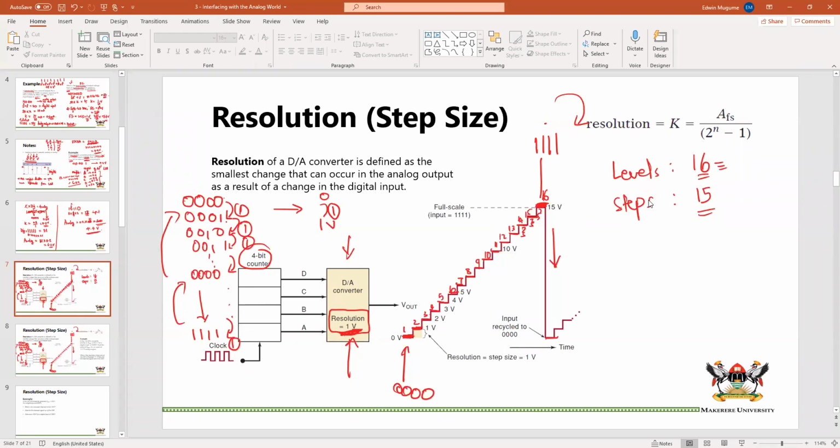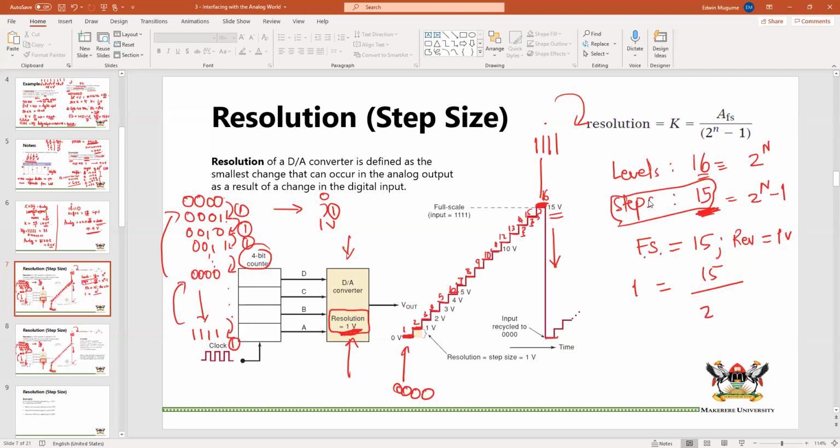Now the levels are equivalent to 2 to power n, whereas the steps are equivalent to 2 to power n minus 1, because n here is 4, so it's 2 to power 4, which is 16, or 2 to power 4 minus 1, which is 15. Now, if we want to get the resolution, we know that the full scale is 15. Full scale is equal to 15, but our resolution is 1 volt. How do we get that? We can say that 1 is equal to 15 over the number of steps, which is 2 to power n minus 1.